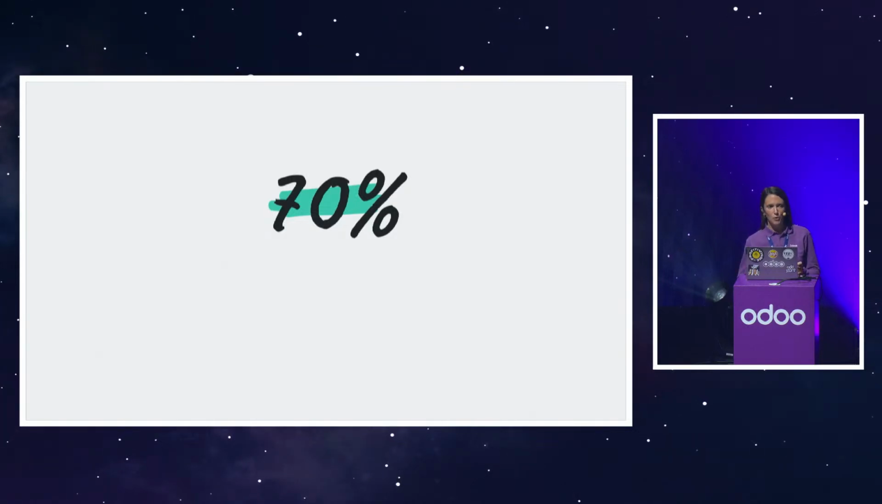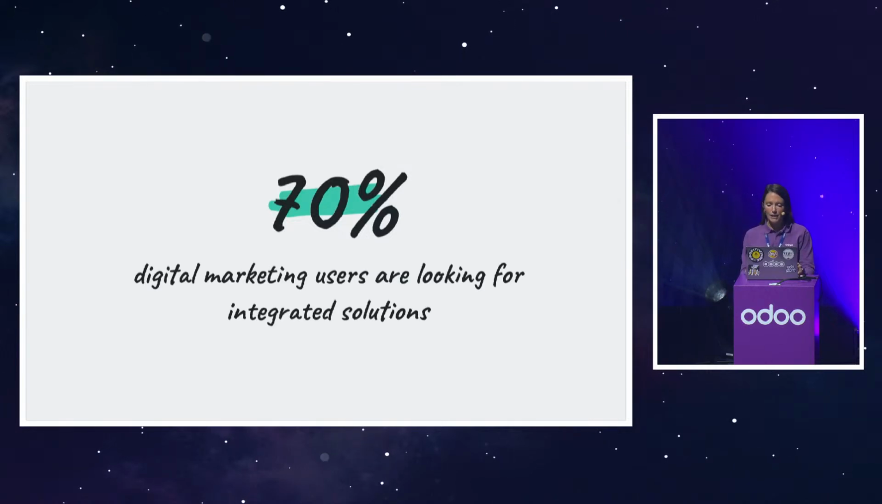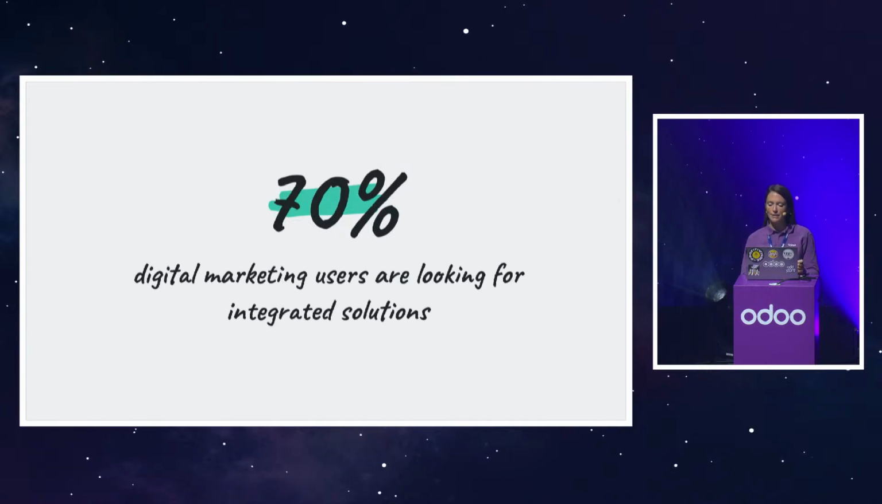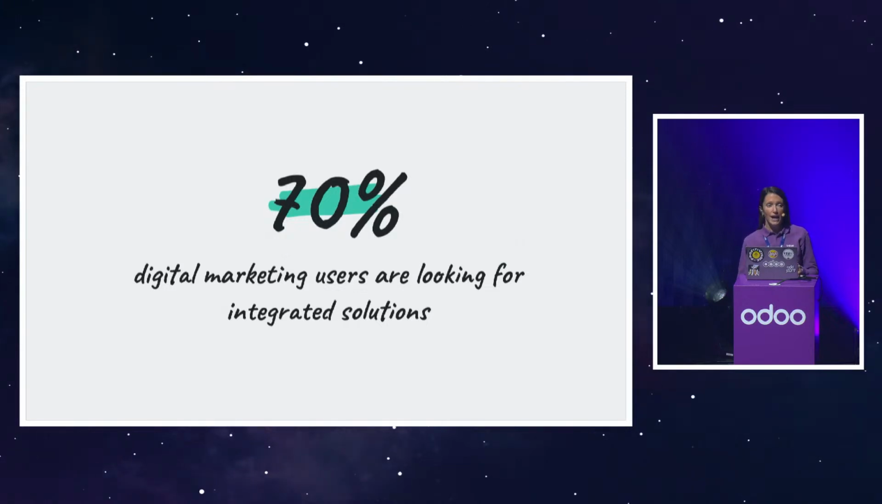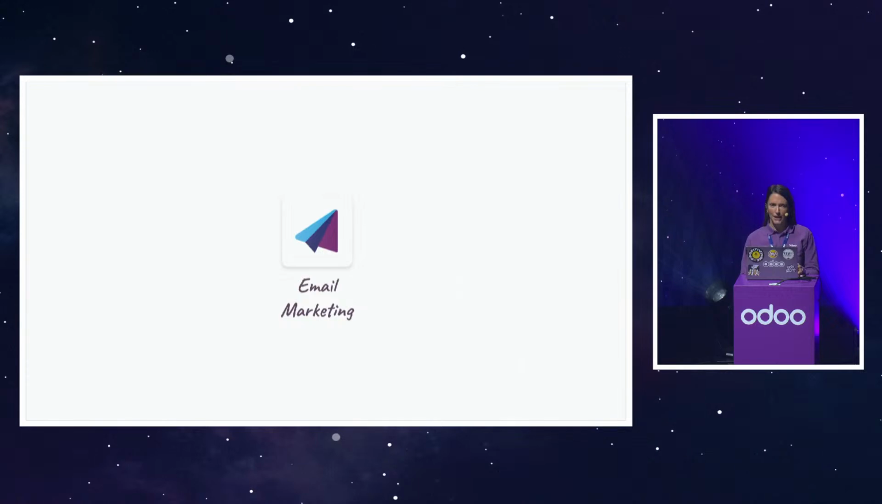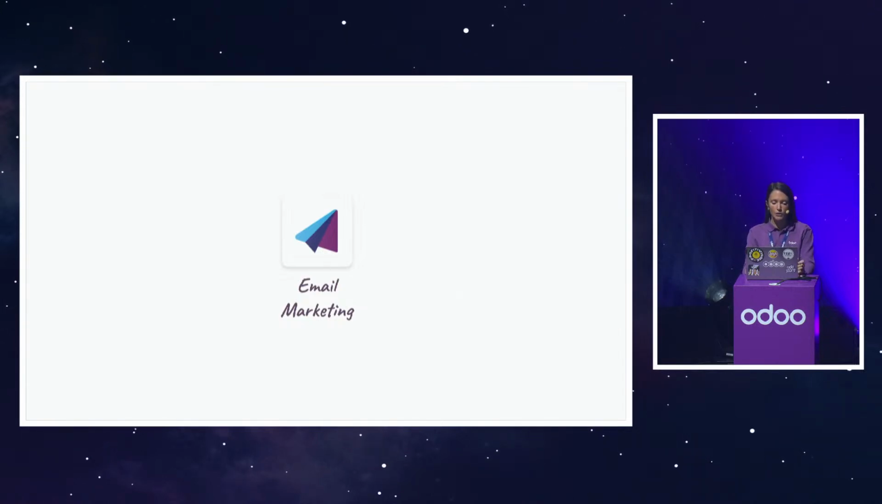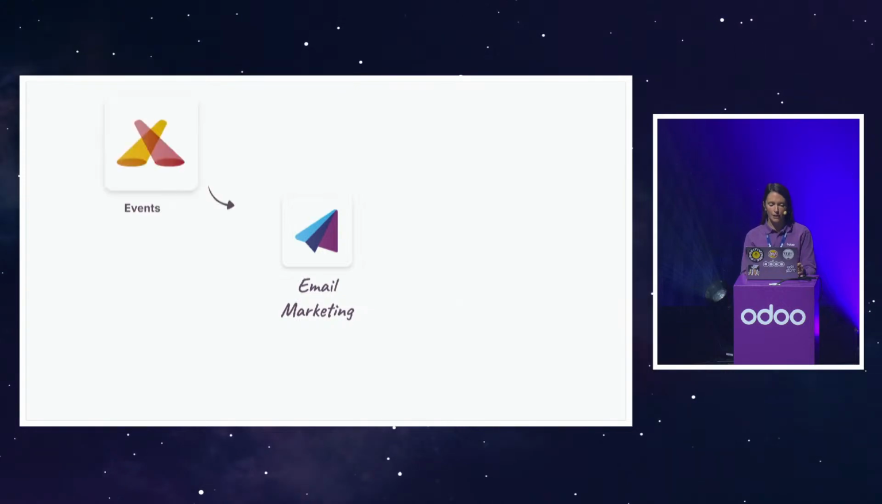Do you know what this number means? It means that 70% of digital marketing users are looking for integrated solutions. And by integrated solution, it makes me think about email marketing. What if I told you that email marketing can be totally integrated with events?